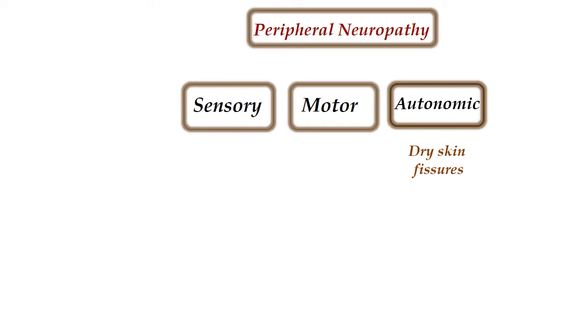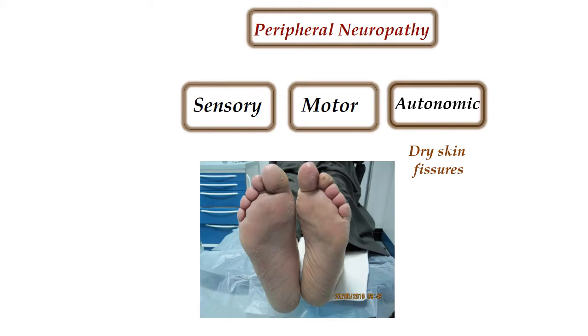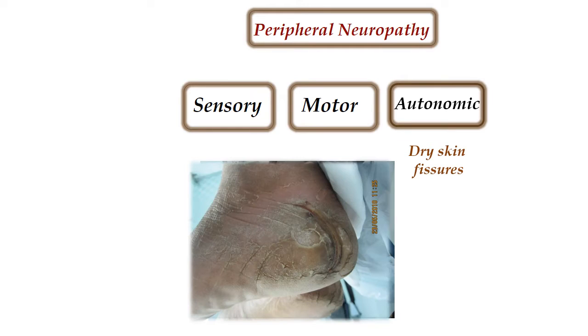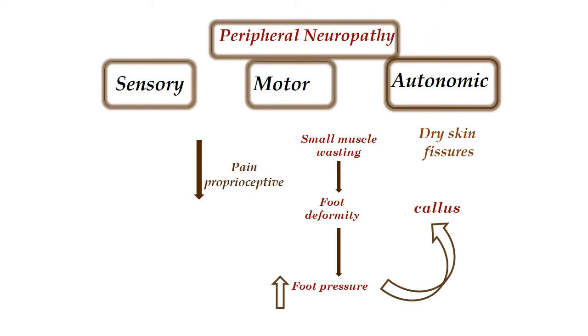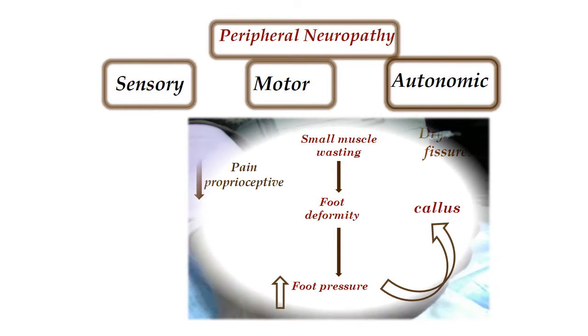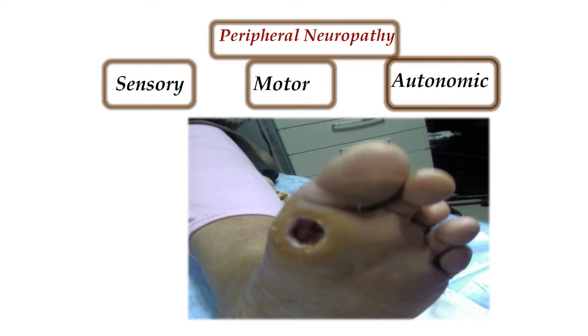Peripheral autonomic neuropathy will lead to dryness of the skin and fissuring of the skin, like this case, and these fissures will be the cause for introduction of secondary bacterial infection. As we see here, we have to take care of the dry skin. So having all this peripheral neuropathy, sensory, motor, and autonomic together will lead to the formation of the neuropathic ulcer.